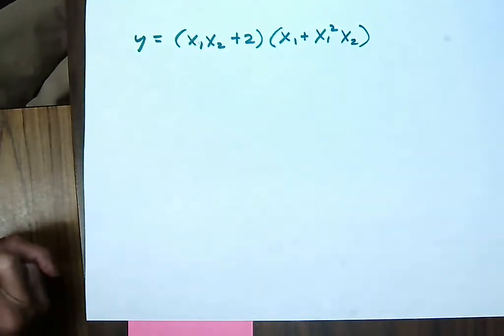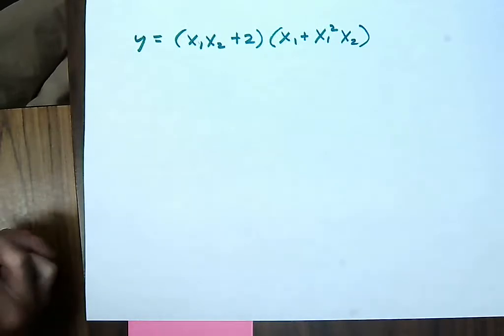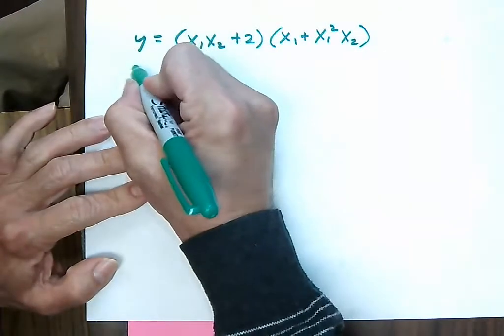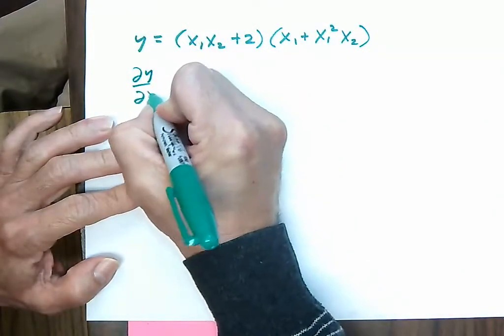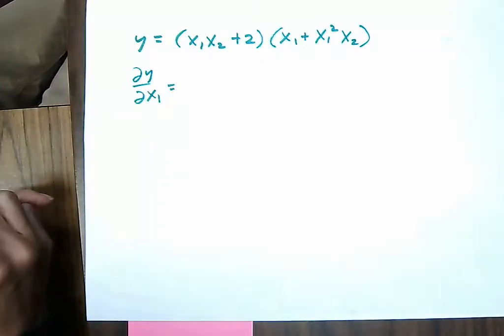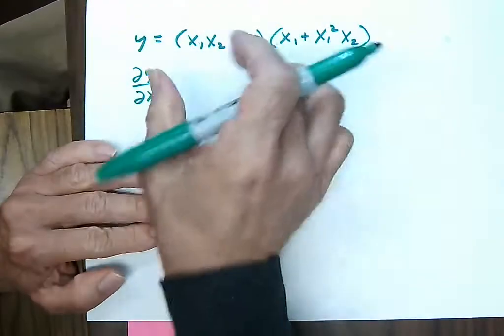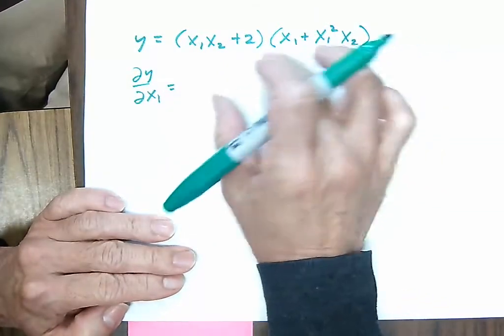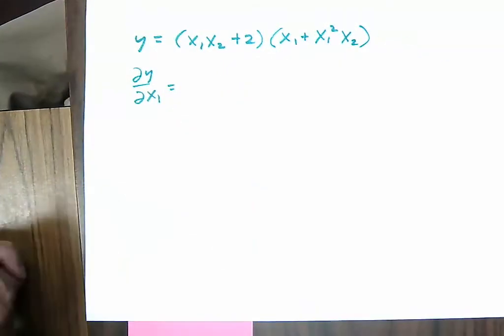We're going to have two: the partial derivative of y with respect to x1 and the partial derivative of y with respect to x2. So let's start with the partial derivative of y with respect to x1, and now we use the product rule. Remember the product rule is the first times the derivative of the second plus the second times the derivative of the first. So here's how we're going to do it.